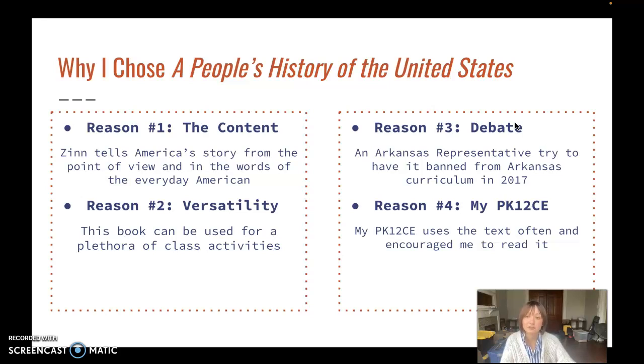Reason number two is the versatility. This book can be used in a ton of ways. It can be used for passage dives. There's also poems in here from like Langston Hughes. It can be used in a lot of ways.